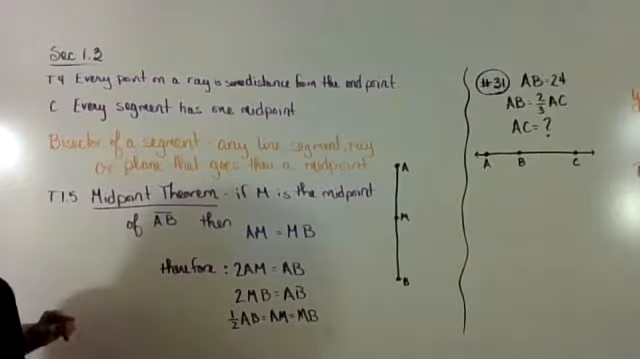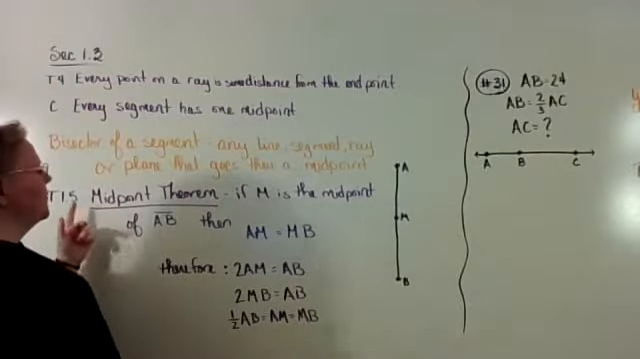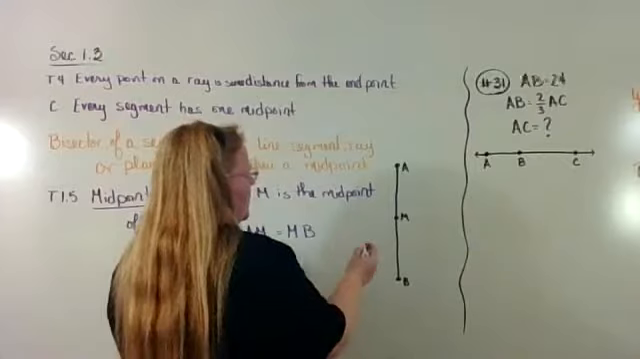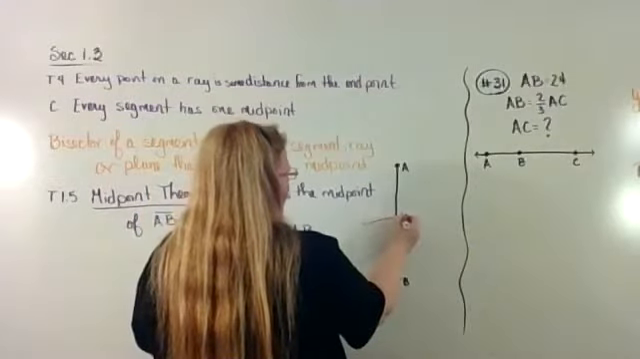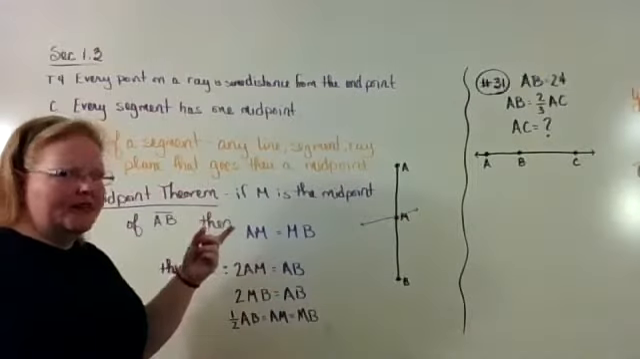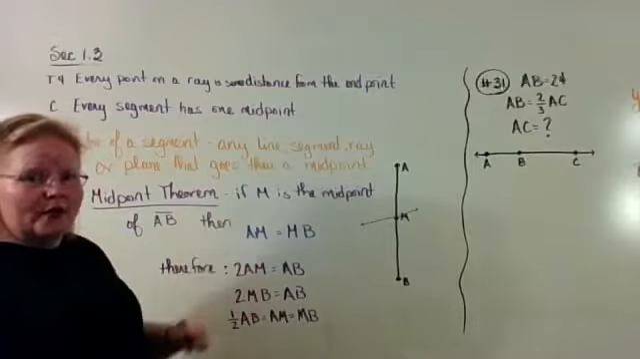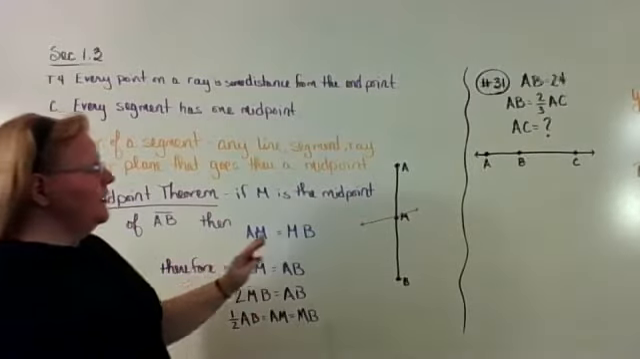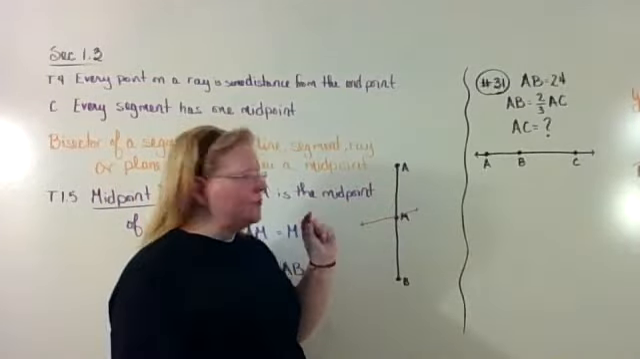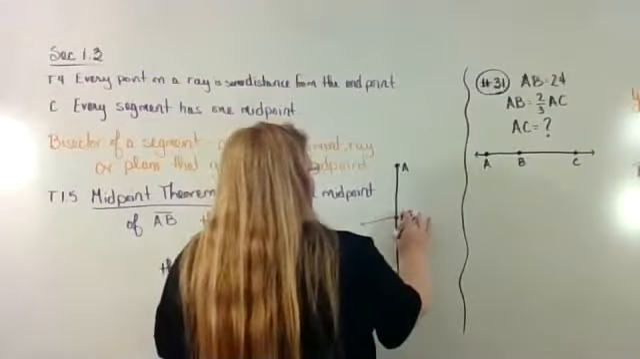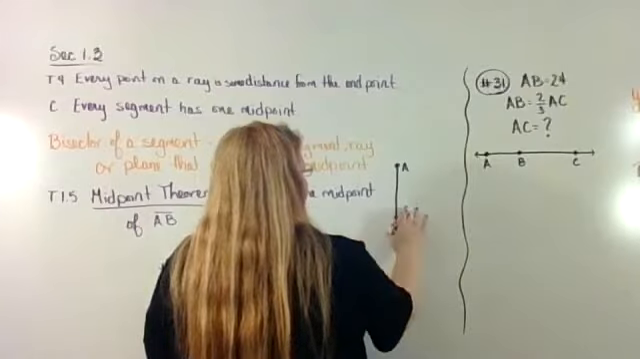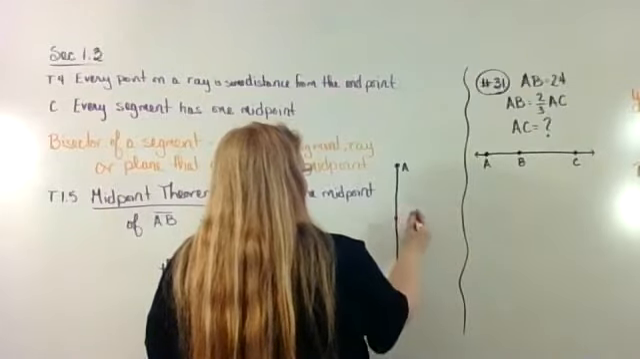Bisector of a segment is another definition. Any line, segment, ray, or plane that goes through a midpoint is called a bisector of that segment. So if I had a line that went through M, we would say that line bisected AB because it goes directly through the midpoint. If we had a plane that went through it, we'd say the plane bisects AB because it goes directly through the midpoint. Now, let's take that out so we can actually read it. Put my M back.